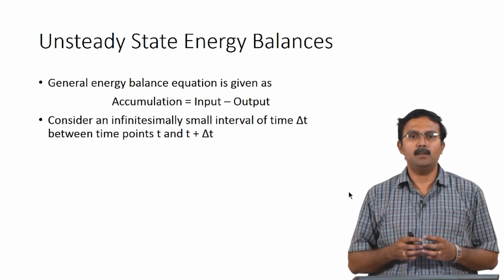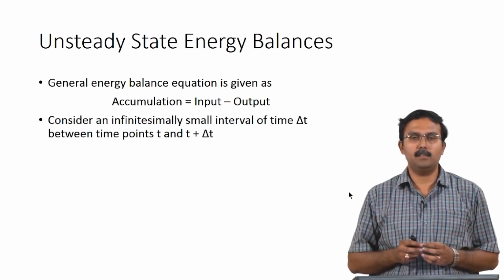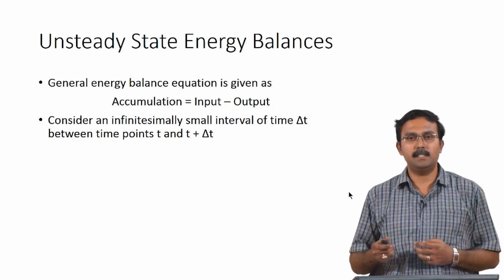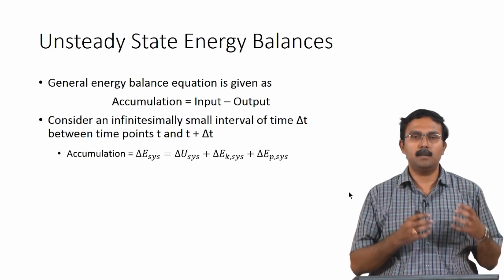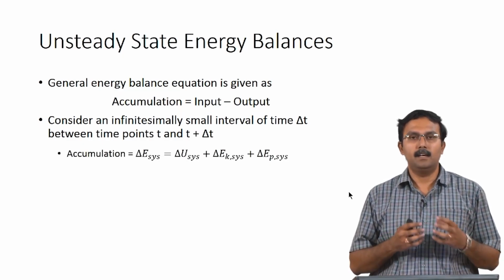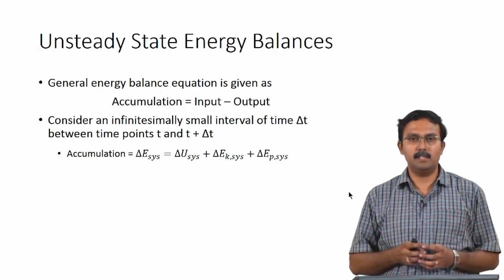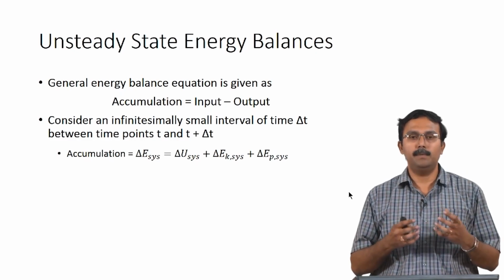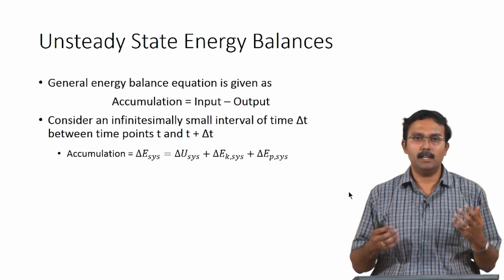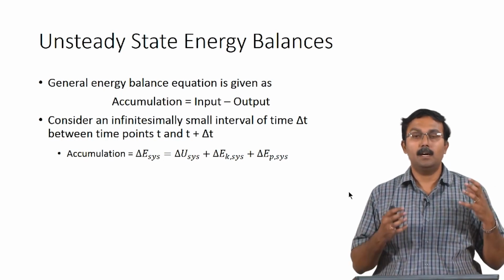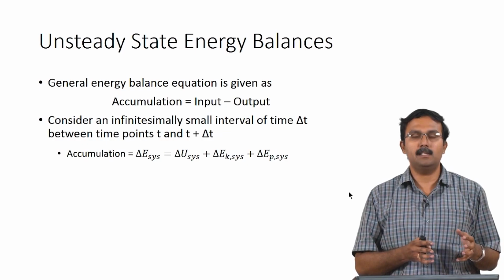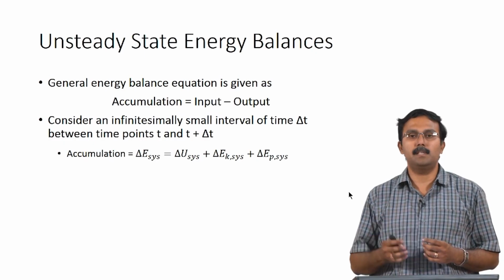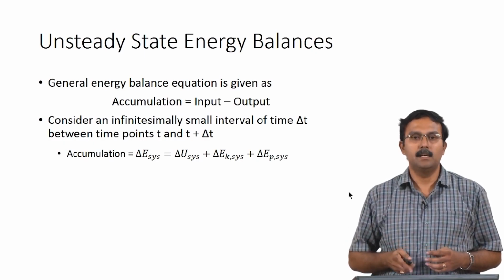And if we were to consider an infinitesimally small interval of time delta t between the time points of t and t plus delta t, you would have the accumulation term as delta E sys, the change in total energy of the system during this period of time. So the total energy of any system, as we had already learnt, has three components: the kinetic energy, potential energy and the internal energy. So it has been represented here as delta U sys plus delta E k sys plus delta E p sys.